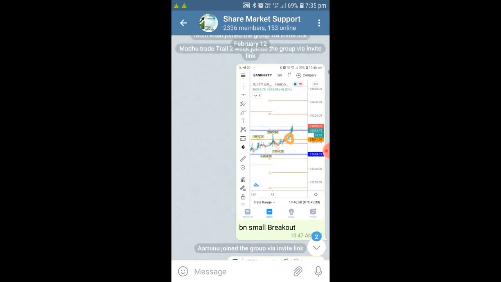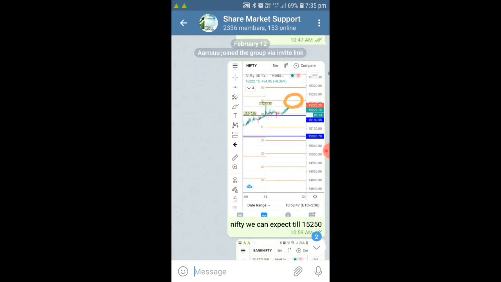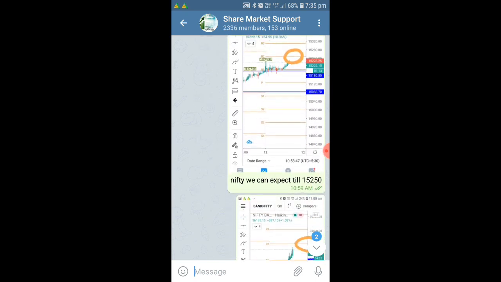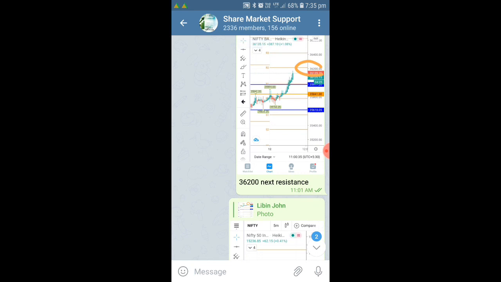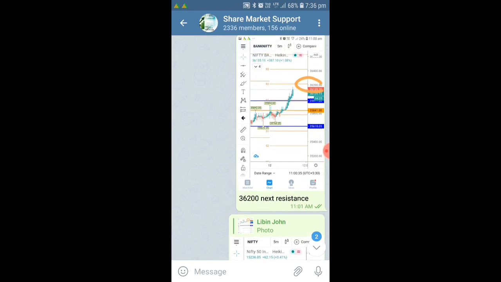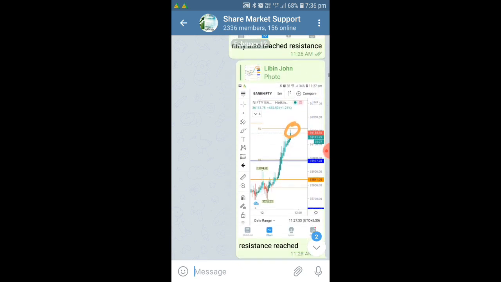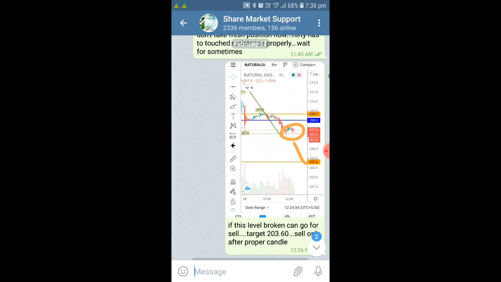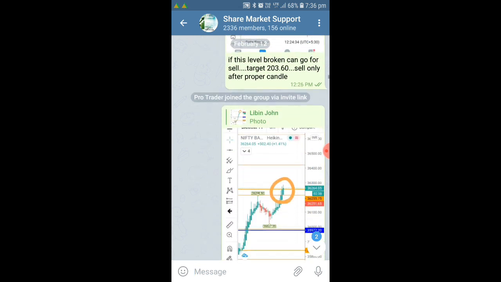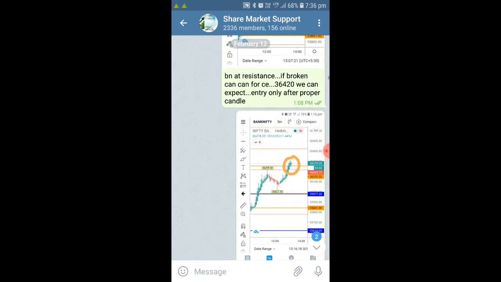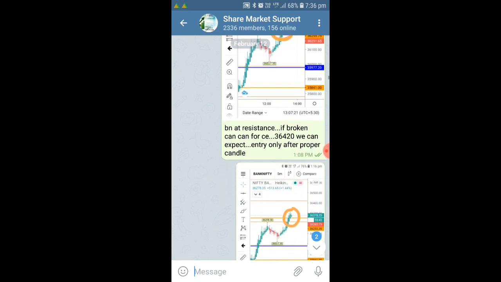Here you can see all the levels I provide, like small breakout, and what will be the next point for Nifty. In the same way for Bank Nifty levels, even before it reaches there, we give in advance what will be the next level, so that it is very easy and you know where it is going to be. Based on that you can plan your trading. Each level you can see here, and in the same way even natural gas, all the levels I will be providing here. And you can see resistance is broken, then we have to go with the CE.